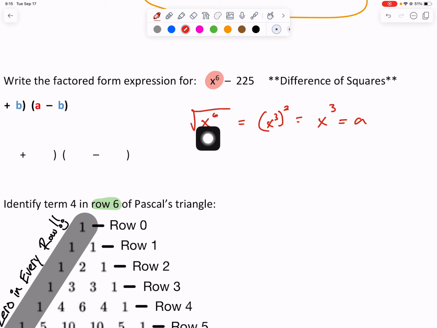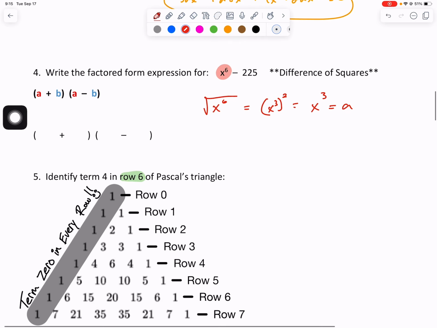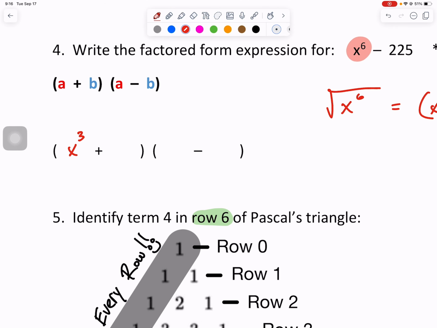Do you have to write all that out? No, you simply could have just written x cubed. No big deal. Now, if you're x to the 4th, then the square root of x to the 4th would be x squared. And if you're x squared, your square root of x squared is simply x. So for our a, I'm just going to plug in where I see it. We know it's x cubed, or x to the 3rd power, and I'm simply going to write it again.